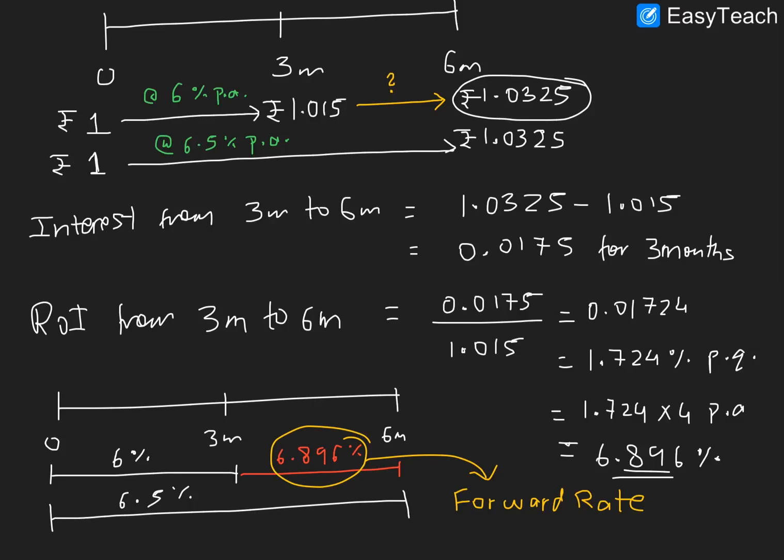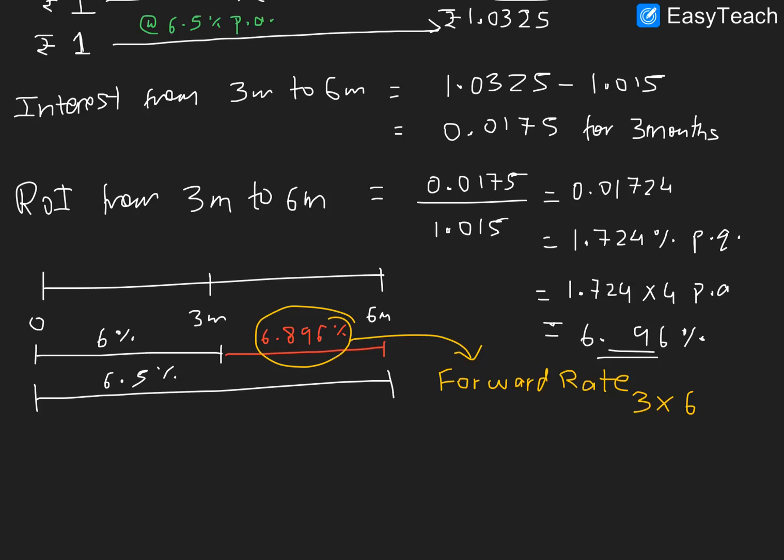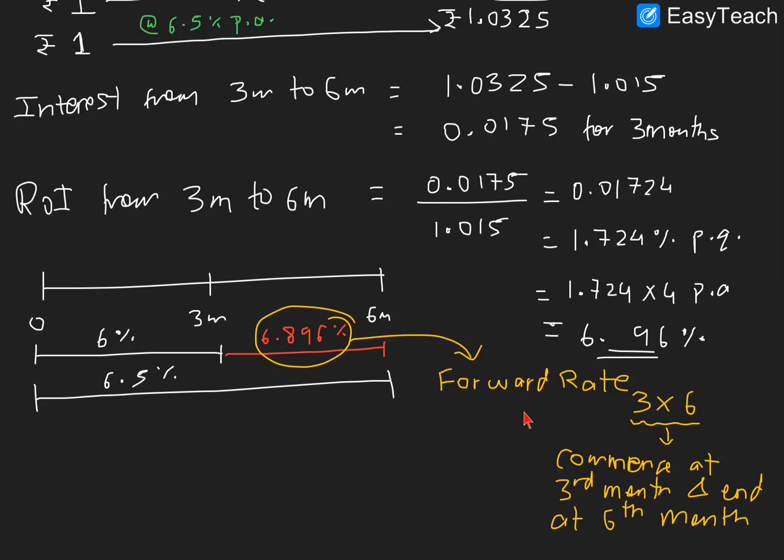Now the forward rate, we are going to call it 3 by 6. 3 by 6, it means the forward rate 3 by 6, we have got a special meaning of this. 3 by 6 means commence at 3rd month and end at 6th month. So we are going to say that it commences at 3rd month and it ends at the 6th month. So that is what basically we mean by the forward rate.